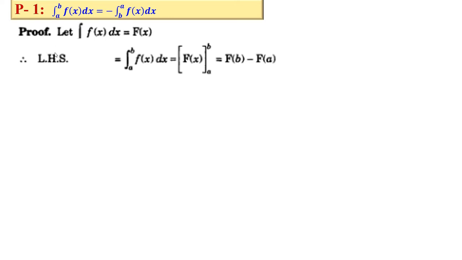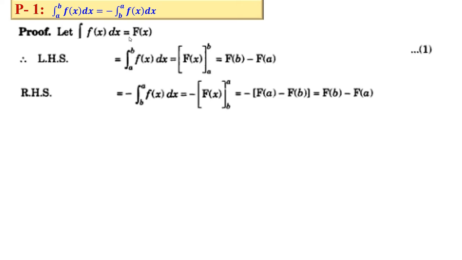Then if you consider the LHS, integral a to b f of x dx will be capital F of x between a and b, that is F of b, upper limit first, and then the lower limit, minus F of a. Name that as equation 1. And then we'll consider the RHS, which is minus integral b to a f of x dx. This we have already taken as capital F of x. So with the negative sign, capital F of x between b and a.